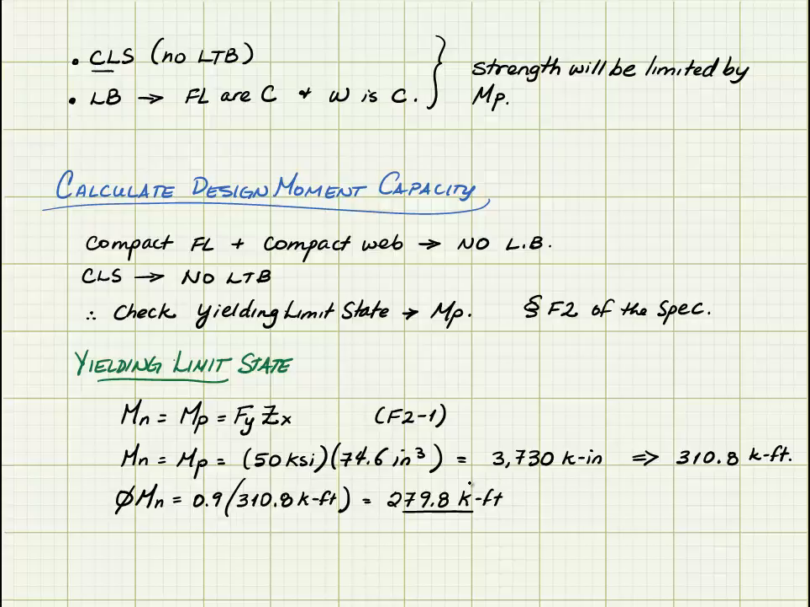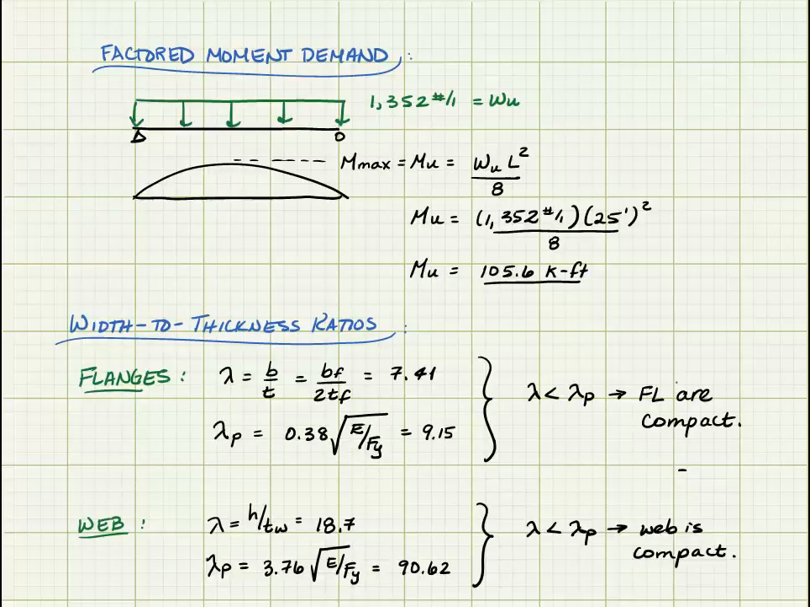Okay, so let's look back at our demand now that we know that our factored resistance is about 280 kip feet. I look back at my demand, it was 105.6 kip feet from that point on the moment diagram. So my factored resistance is higher than my factored demand, so my overall conclusion is going to be that the W10 by 60 is sufficient.